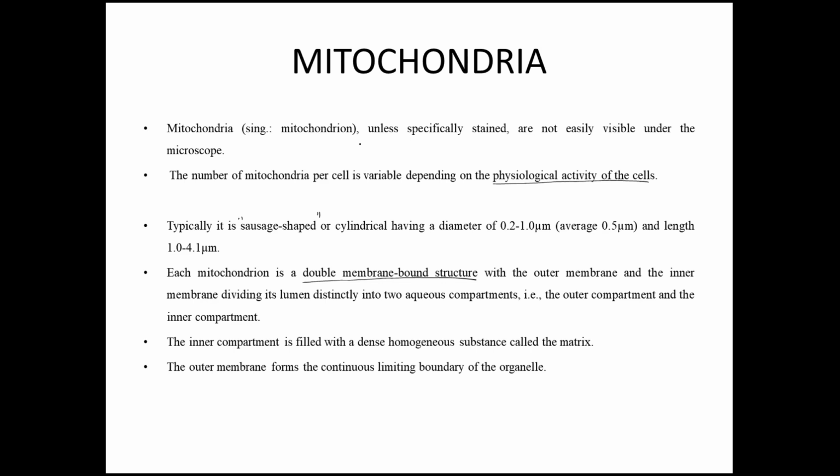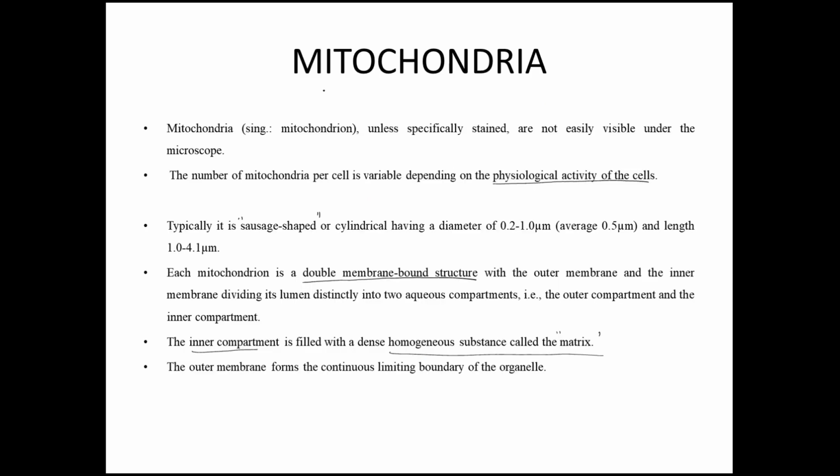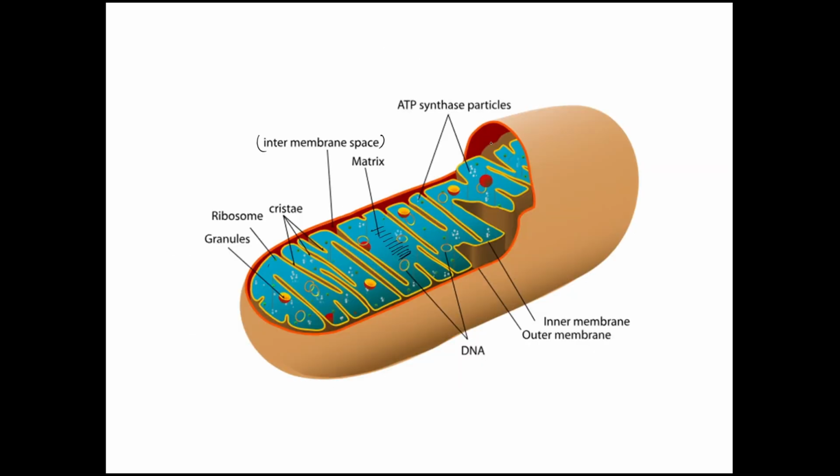The inner membrane divides its lumen into two aqueous compartments, the outer and the inner. The inner compartment is filled with a dense homogeneous substance called matrix. Now in this diagram we can see that it is filled with matrix, right? And the outer membrane forms the continuous lining boundary of the organelle. So we can see the outer membrane is the continuous boundary of the cell organelle, right?